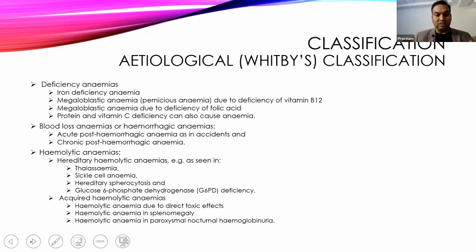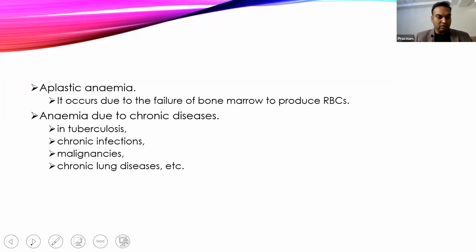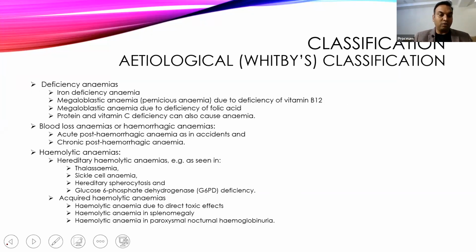Now, what are the causes? Depending upon the cause, we can classify anemia like deficiency anemia, blood loss anemia, hemolytic anemia, aplastic anemia, or anemia due to chronic diseases.